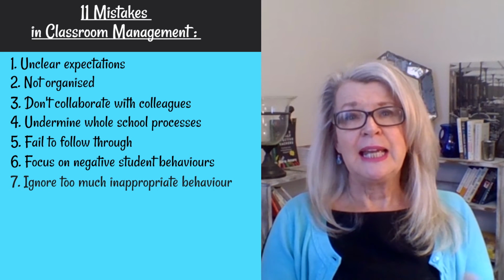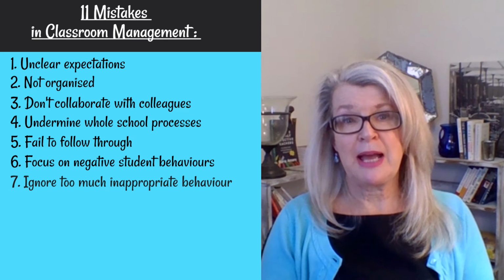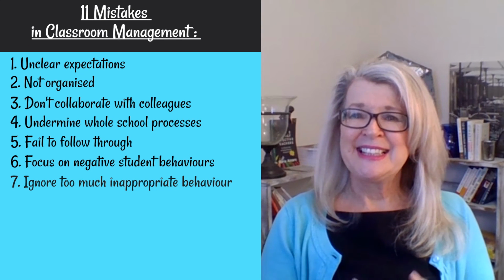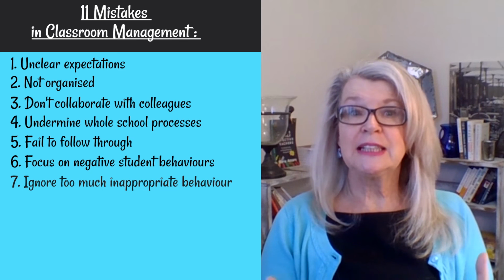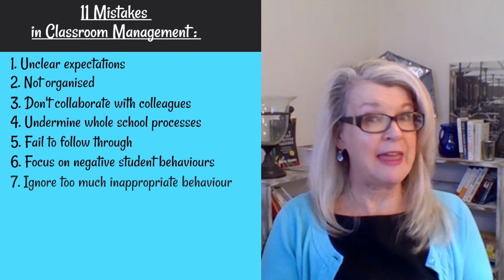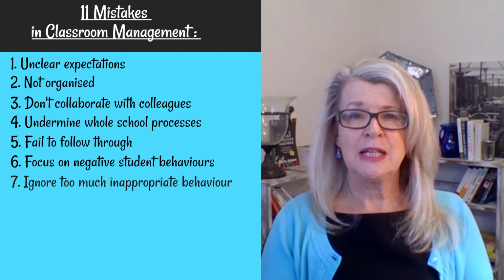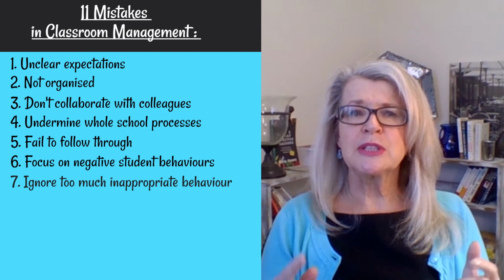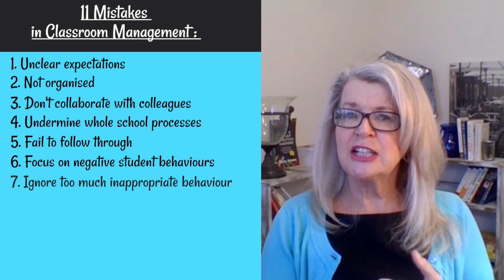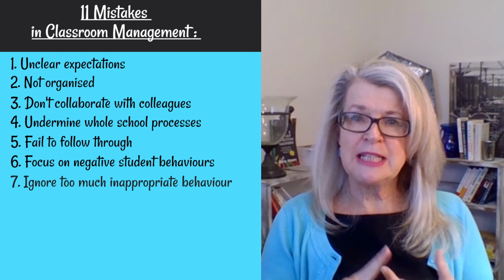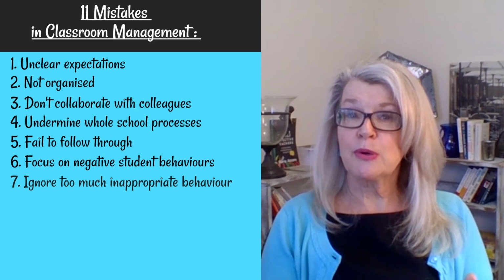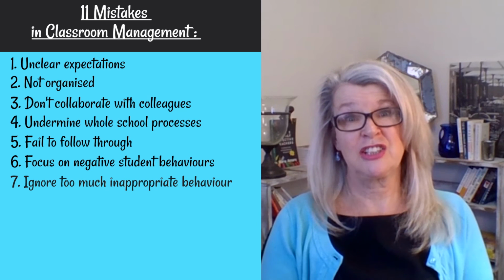Number 7, ignoring too much inappropriate behaviour. Now, this may sound like a contradiction to number 6. However, this means not dealing with inappropriate behaviour, letting kids get away with behaviour that you know and they know is unacceptable. While using what Christine Richmond calls selective attending by distracting, diverting, changing lesson focus, using proximity and redirection are valid behaviour tools, some behaviours require action, teacher action.